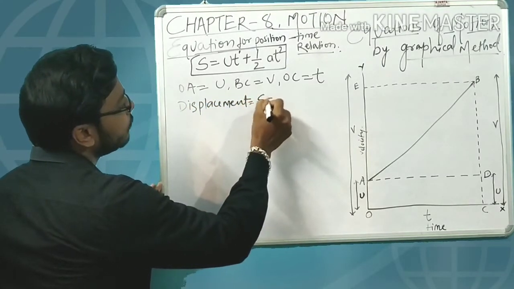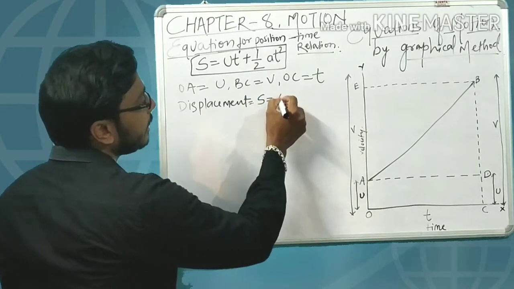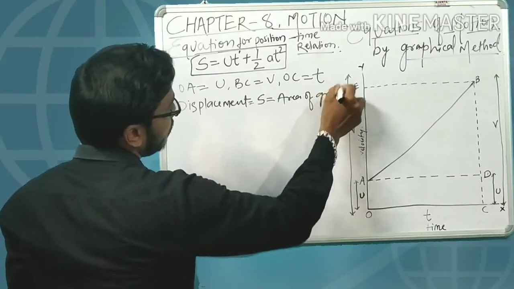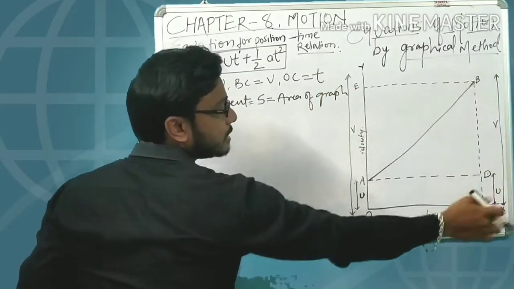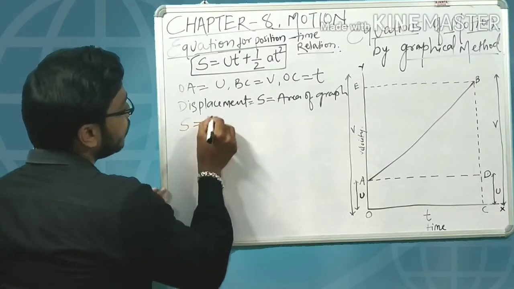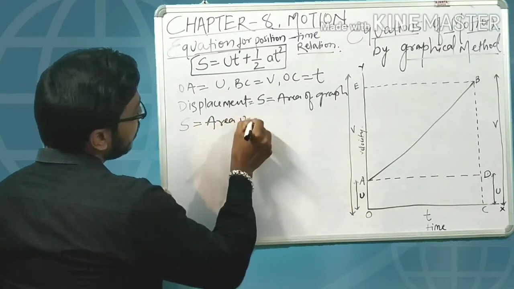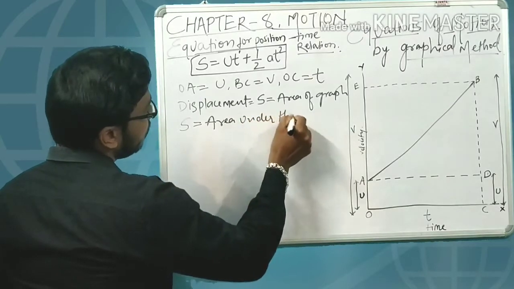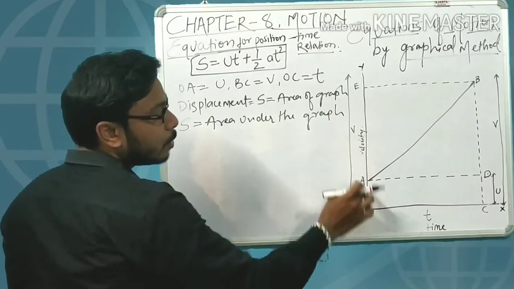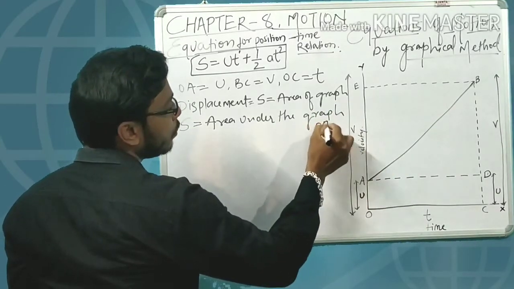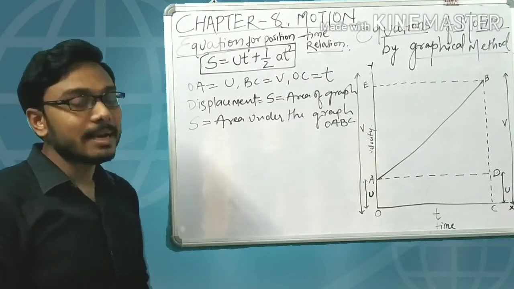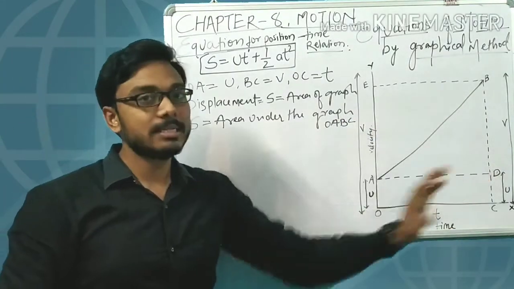Displacement s will be equal to the area of the graph OABC. So this is the area under the graph. So we can write here s is equal to the area under the graph. So the area under the graph is what? OABC. Correct. So this is a trapezium. That is, OABC is a trapezium.